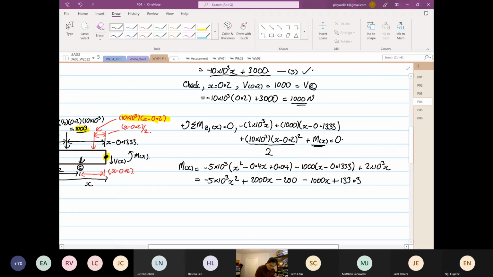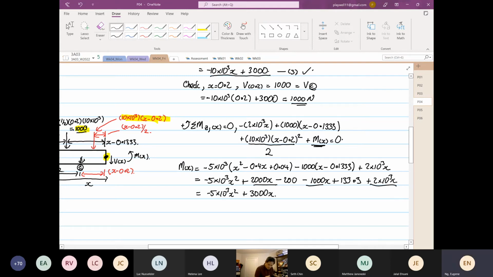Plus 2 times 10 to the power 3x. Okay, so this is equal to minus 5 times 10 to the power 3 x squared. 2000, 1000. So 2 to 4000 minus 1000, 3000.